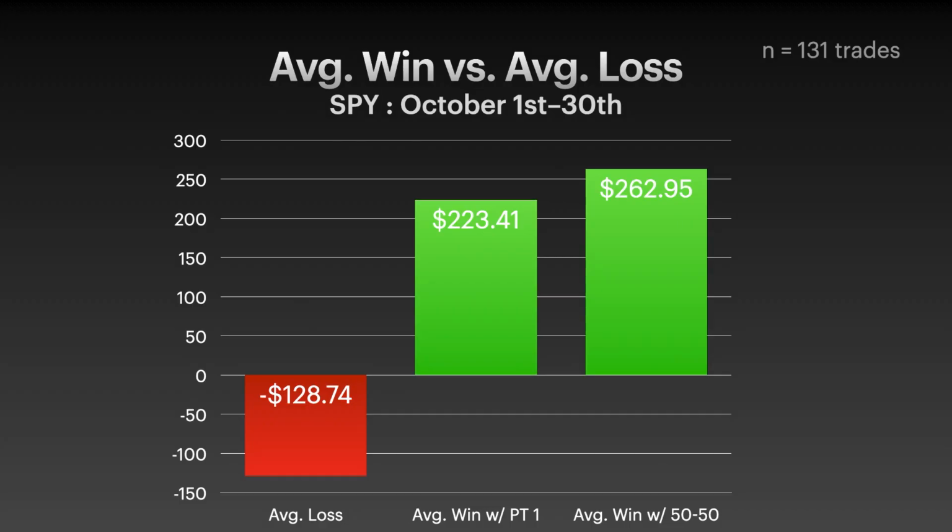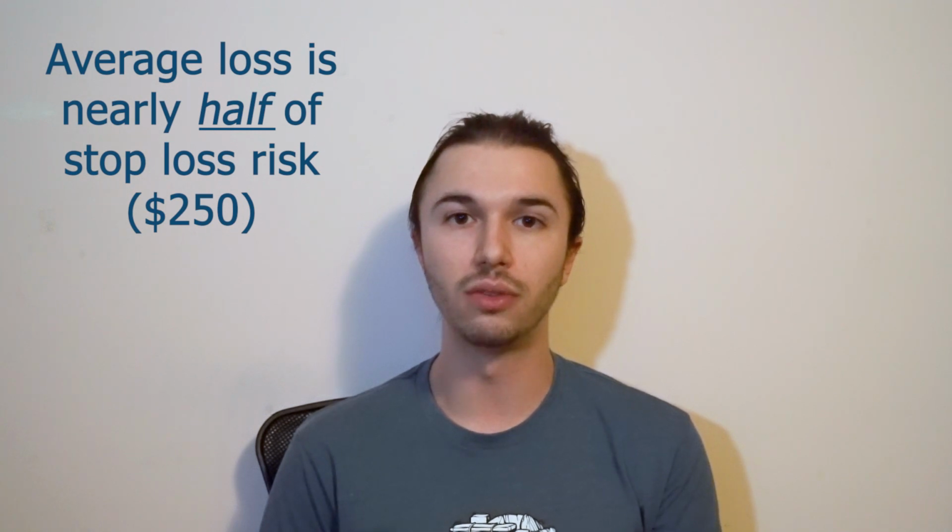For all of October, the average loss per trade was $129, the average profit per trade of the profit target 1 strategy was $223, and the average profit per trade of the 50-50 strategy was $263. Like most individual weeks, the average loss was only about half of the expected loss of $250 at the stop loss, which is a really good sign regarding the safety of TRNDBot signals.